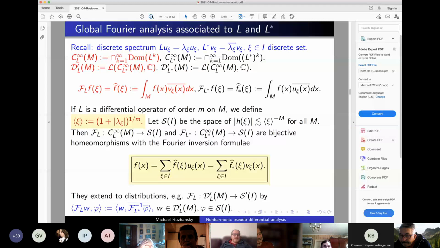And so remember that we have the discrete spectrum. So this is the setting. I am recalling we have operator L. We fix operator L.